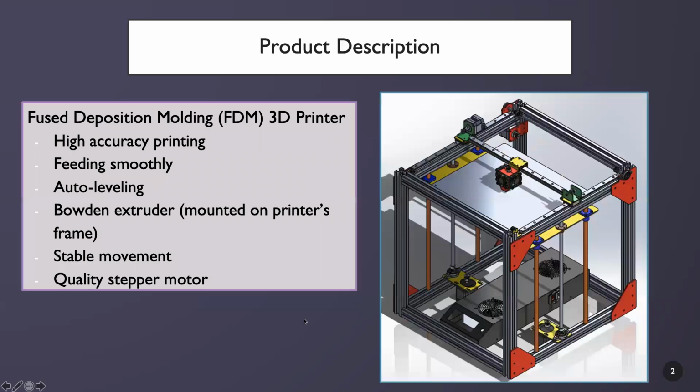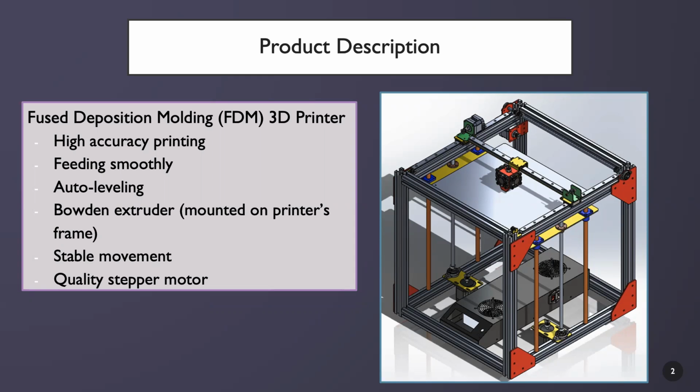Okay, this is about the product description. Basically, this is a 3D printer using FDM technology. It includes high accuracy printing, smooth fitting, auto leveling, and stable movement, and it uses stepper motors. You can see on the right side the entire assembly CAD image.